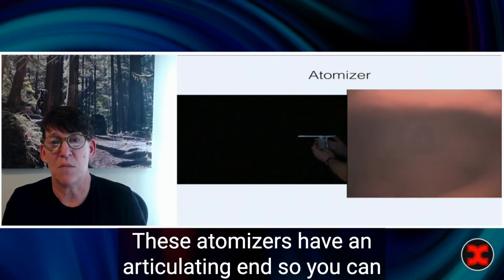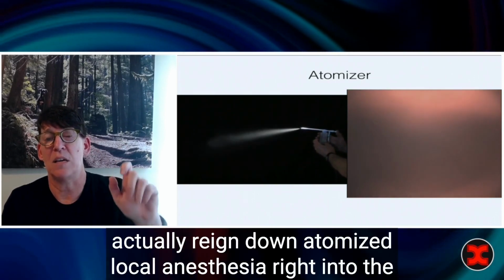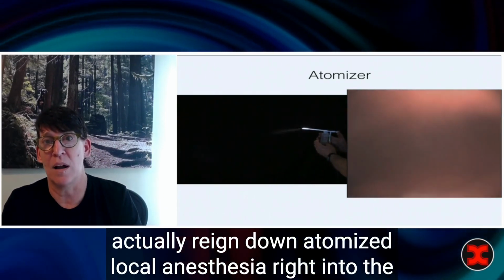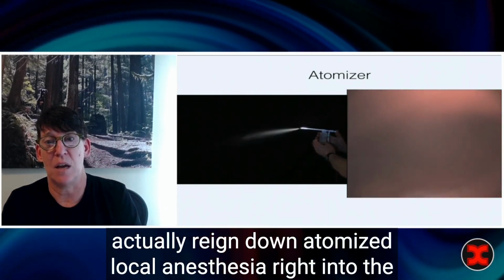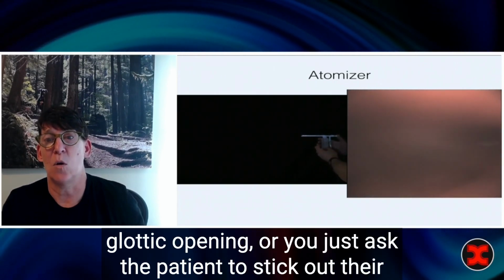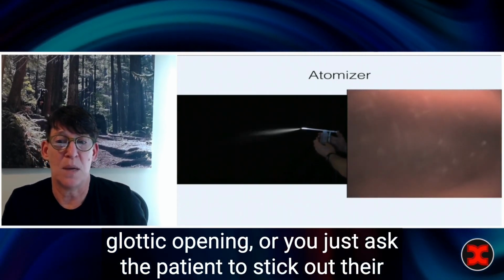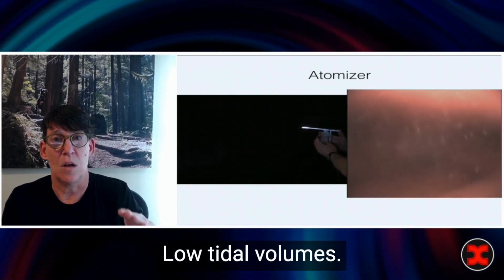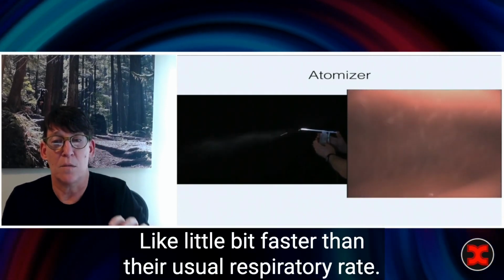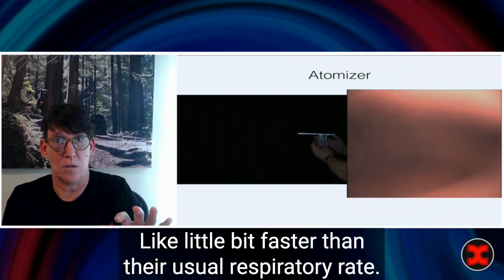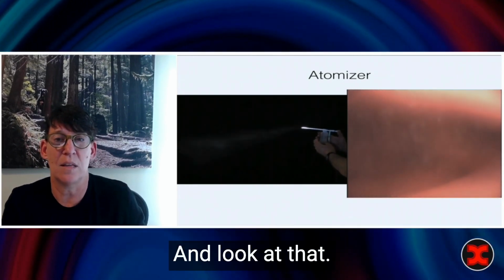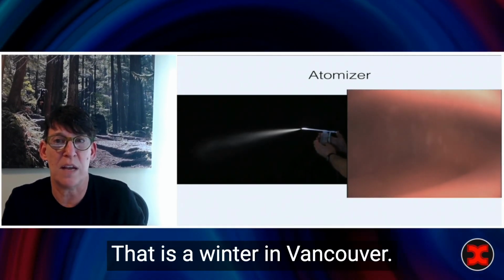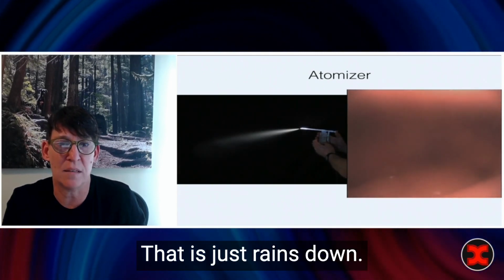These atomizers have an articulating end, so you can actually rain down atomized local anesthesia right into the glottic opening, where you just ask the patient to stick out their tongue and breathe like this. Low tidal volumes, but a little bit faster than their usual respiratory rate. And look at that. That is a winter in Vancouver. That just rains down.